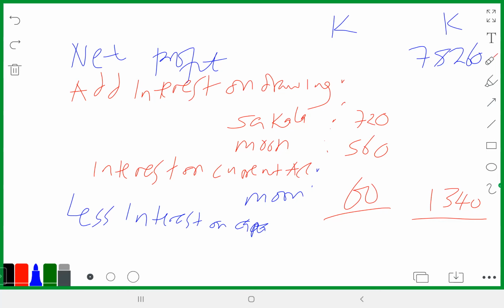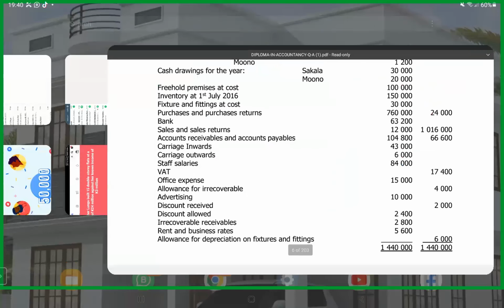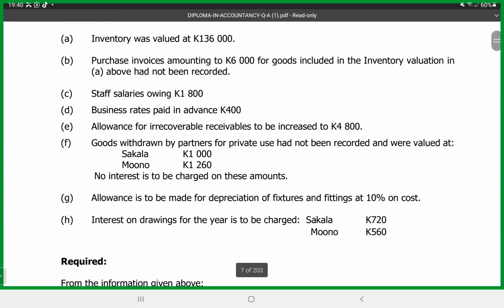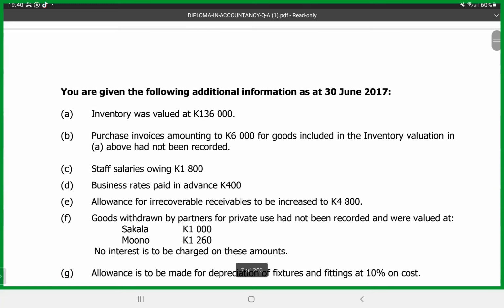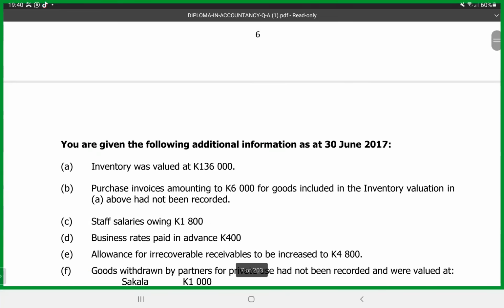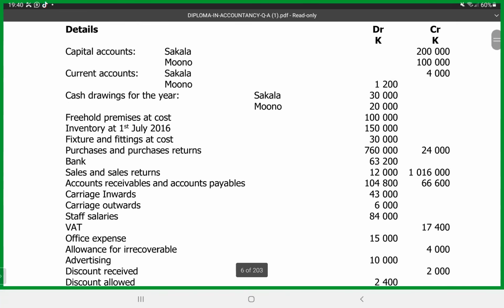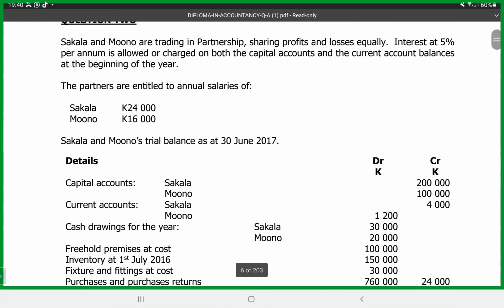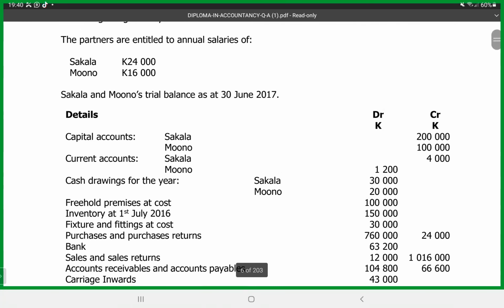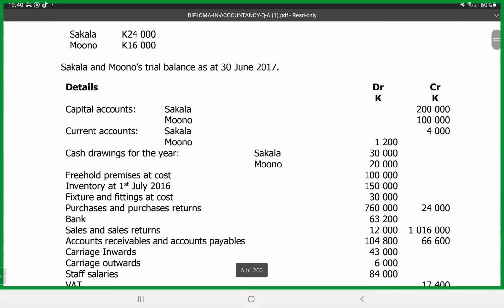Still the same. Interest on capital for Sakala. Let's go back and read the question. Is there any interest on their capital? Interest on capital. How much is the capital for Sakala?